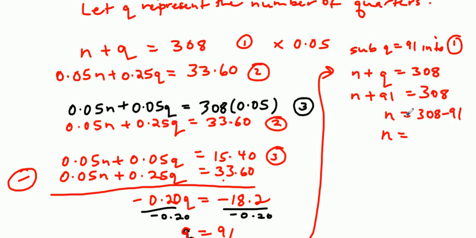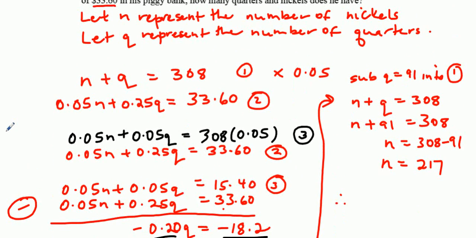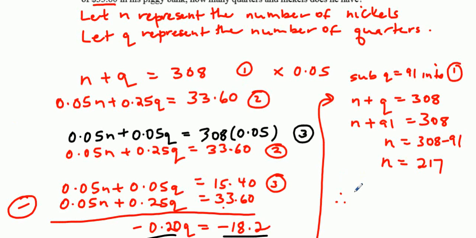217, does that make sense? Okay, therefore, let's make sure to have a quick check back to see what the question was asking. How many quarters and nickels, just in case it was only asking for one. Therefore, Matthew has 91 quarters and 217 nickels.